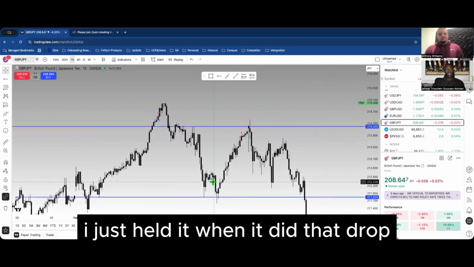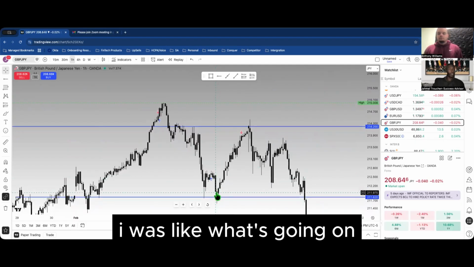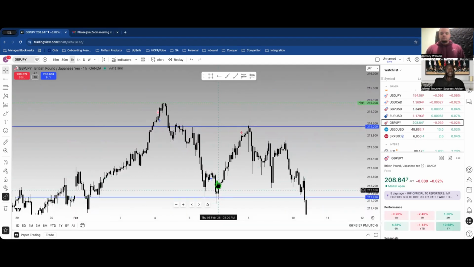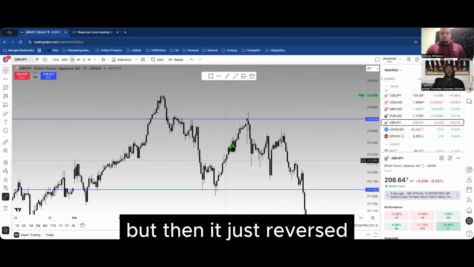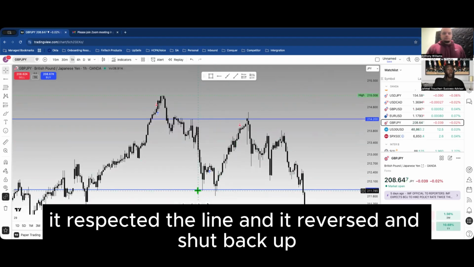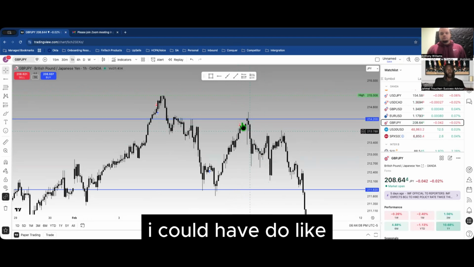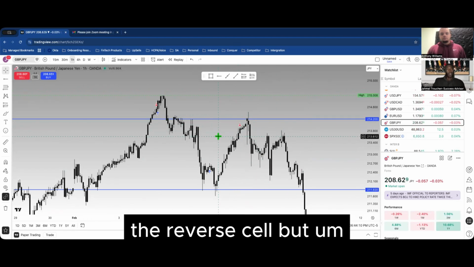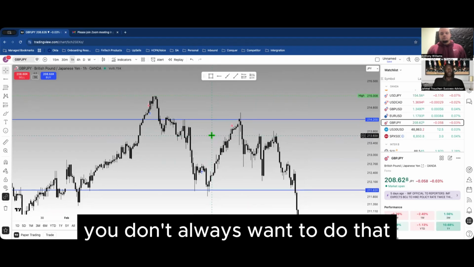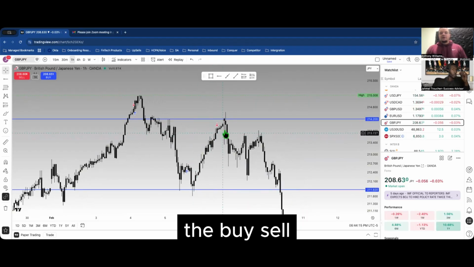So this one I just held when it did that drop. I was like, oh, what's going on? But then it just reversed. It respected the line, reversed and shot back up, and I just got out right here. And then I could have done the reverse sell, but I remember you said you don't always want to do that, the buy, sell and all that.